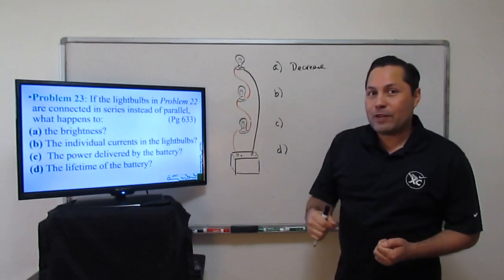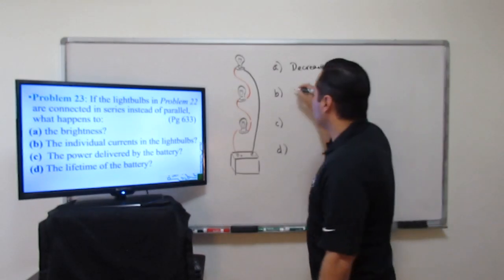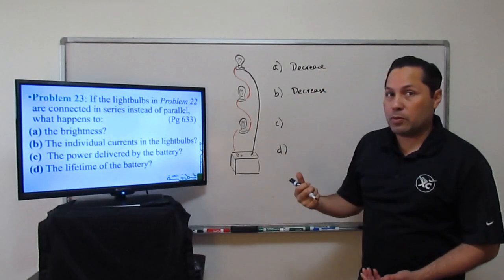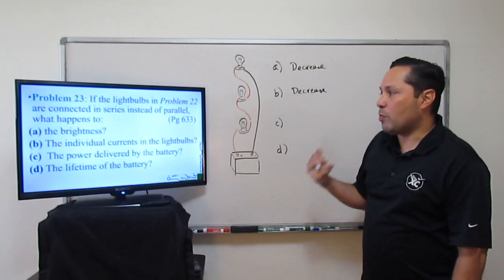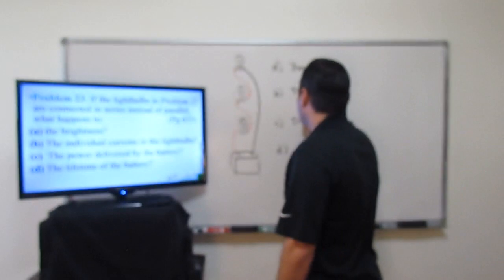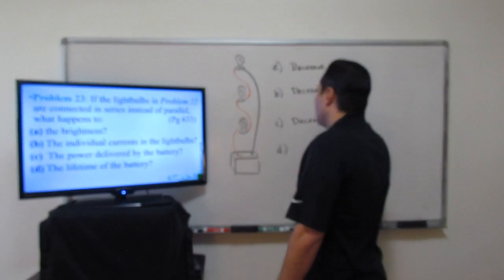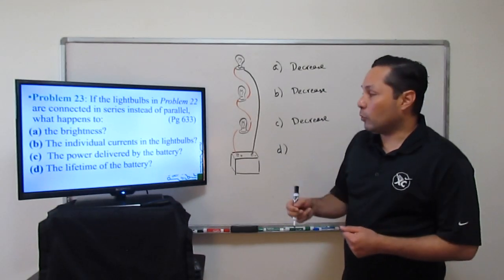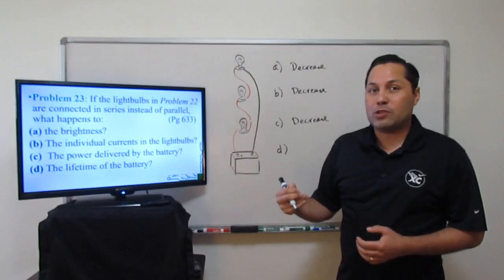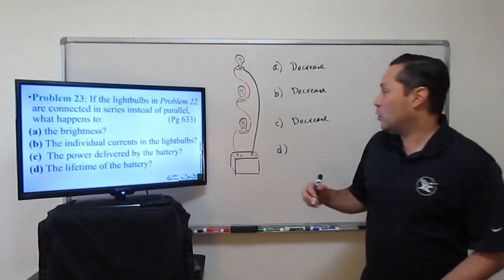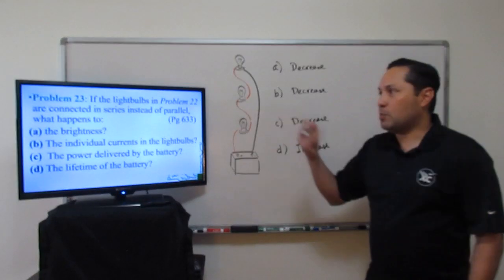What happens to individual currents? That would also decrease because the resistance is increasing. What would happen to the power delivered by the battery? Well, if the current's decreasing, the power will also decrease. And what happens to the lifetime of the battery? Well, you have a slower current, so less chemical potential energy is being used, so the lifetime of the battery would increase. All right, that is problem number 23.